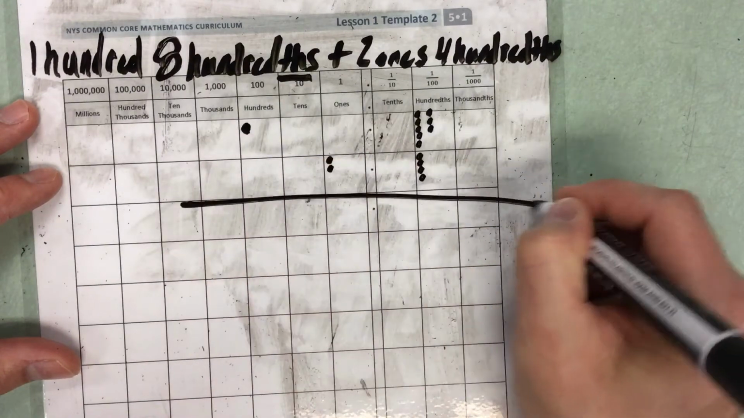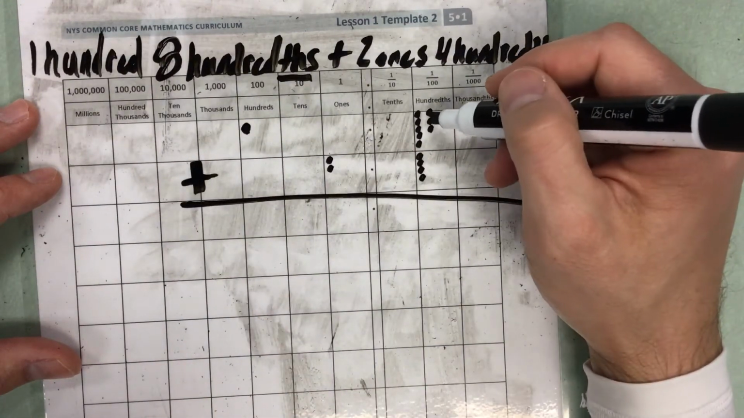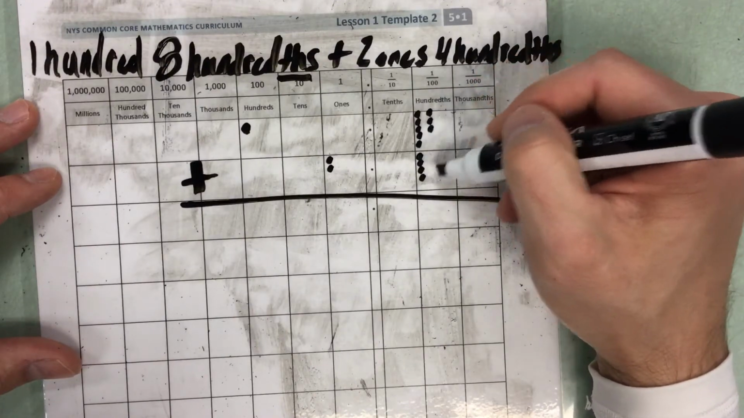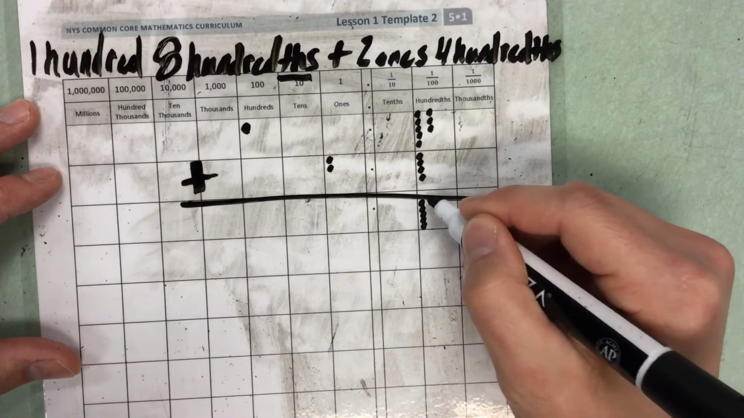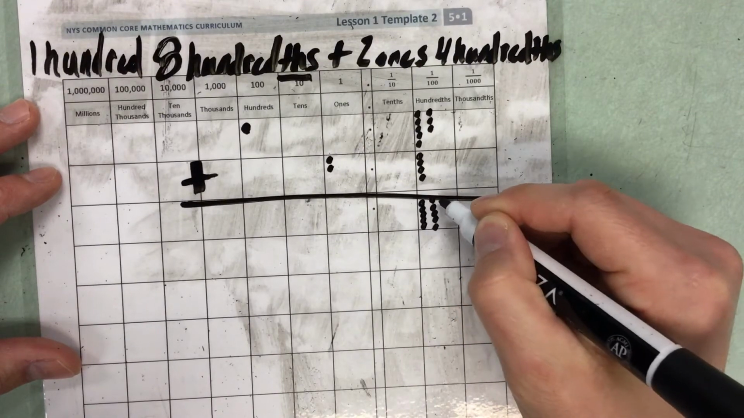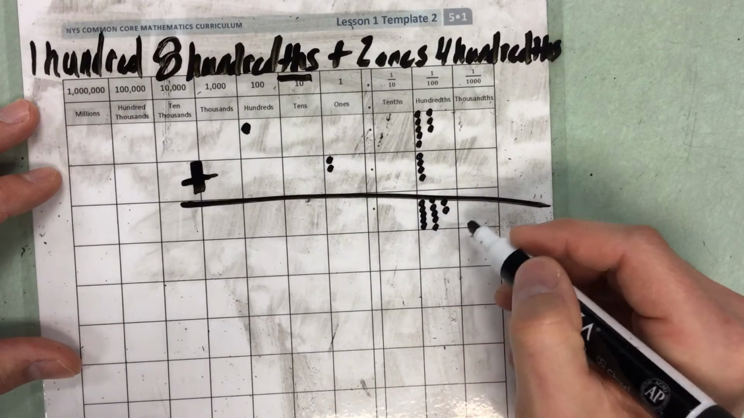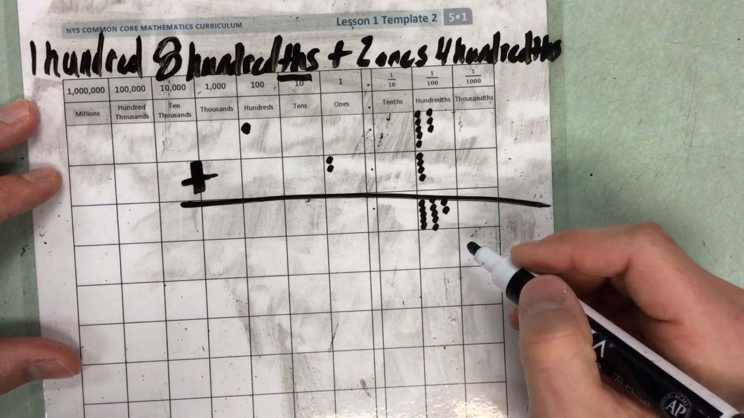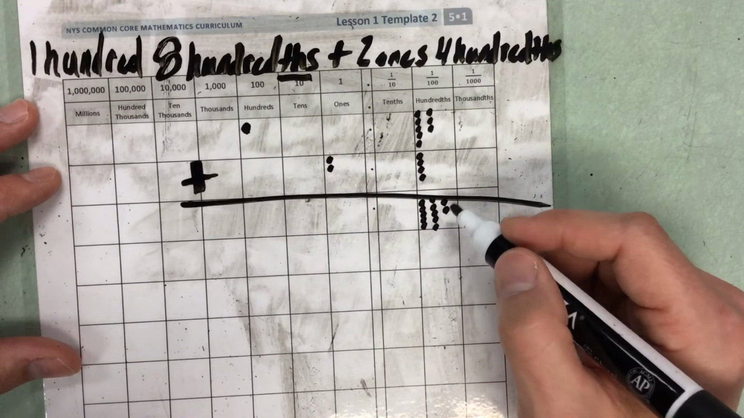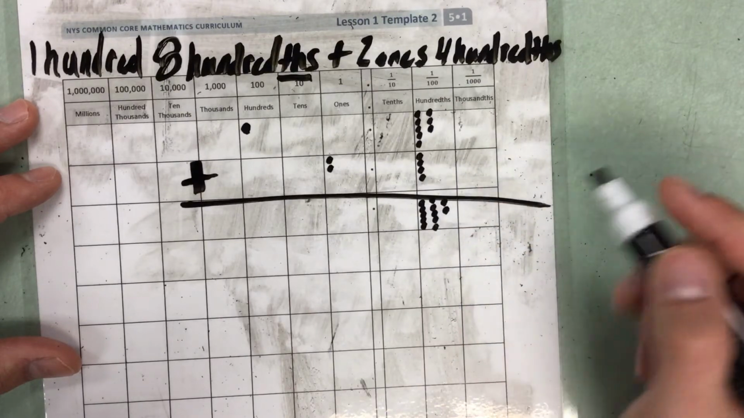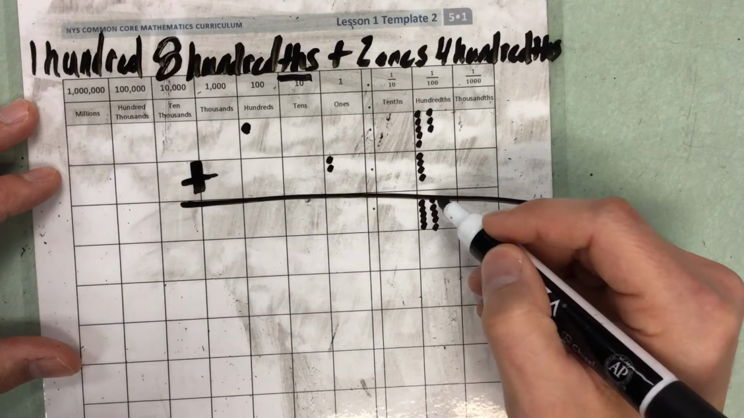Now I can add my place values. 0 thousandths. I have 8 hundredths plus 4 hundredths. That would be 12 hundredths. Now what do you notice about 12 hundredths? Yeah, that's too many in that place value. You can only have 9 in one column. So if I have more than 9, if I have 10 or more, I've got to bundle them and move them over. So I have 12 hundredths.